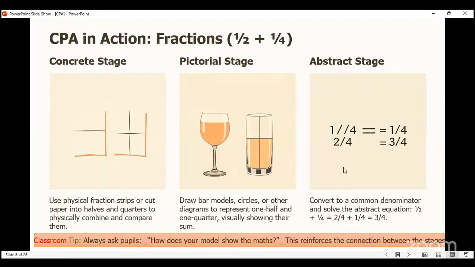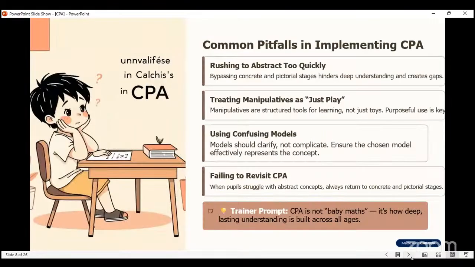After which, they move on to the abstract equation, which is half plus quarter, which will give you 3/4. Always ask your pupil, how does your model show the math? This reinforces the connection between the two stages. How does your model show your solution?